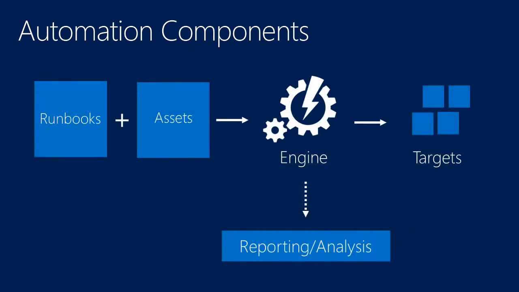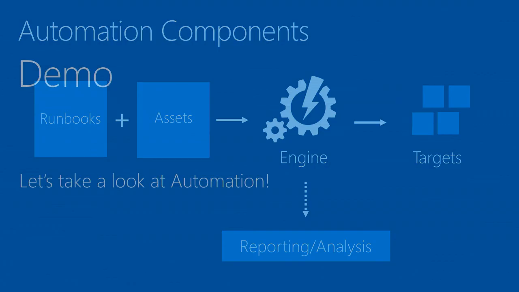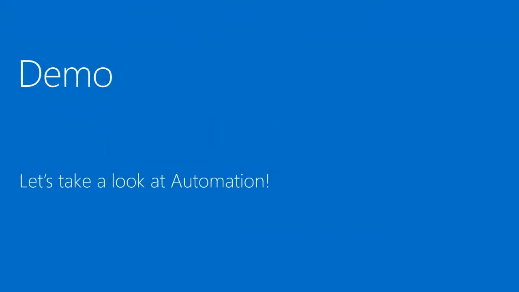Cool. So how does all that hang together then? We have runbooks, which reference assets. Those all get executed in the engine against targets, and we get some pretty cool reporting and analysis out of it. So enough of the theory. Let's have a look at automation.